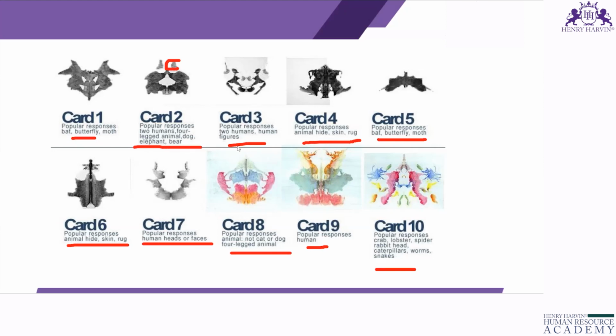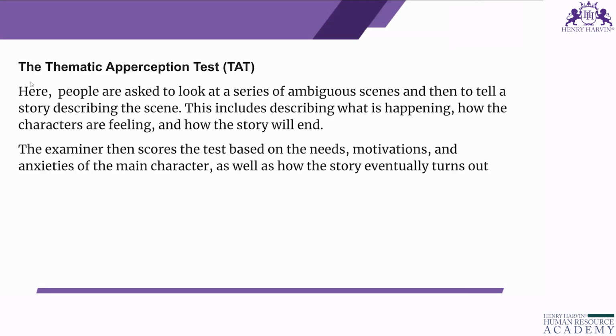So we did this one yesterday. This is the Thematic Apperception Test. Here, people are asked to look at a series of ambiguous scenes and then to tell a story describing the scene. This includes describing what is happening, how the characters are feeling, and how the story will end. The examiner then scores the test based on the needs, motivation, and anxieties of the main character, as well as how the story eventually turns out.